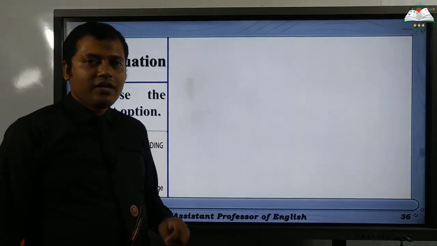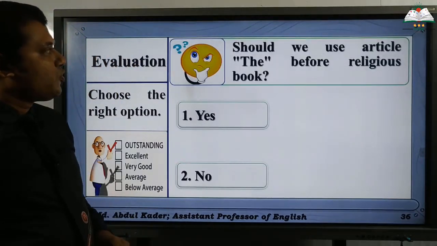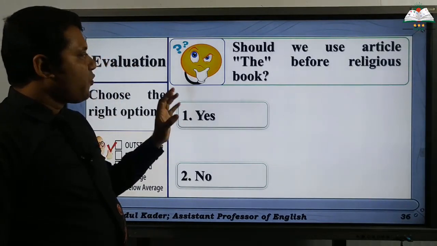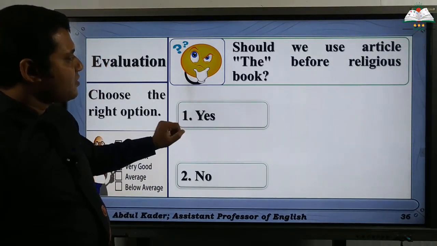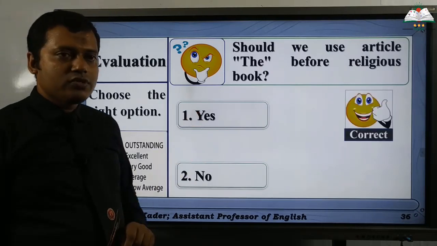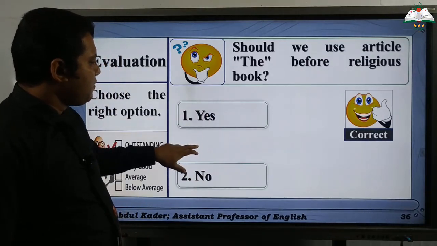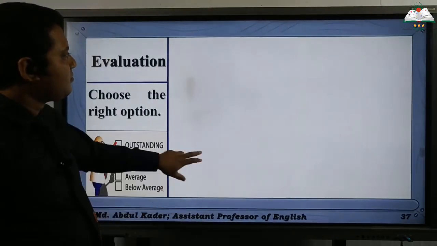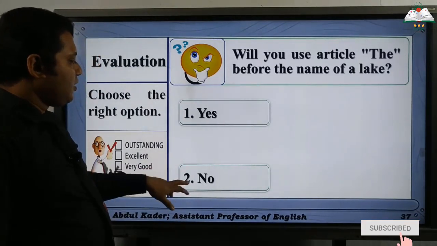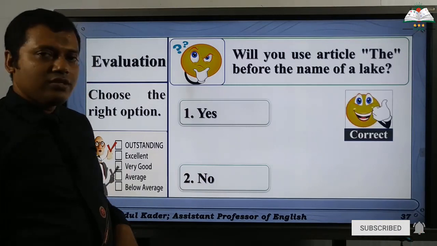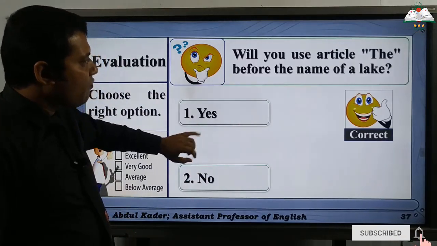Now dear student, it's time for evaluating you. Should we use the article the before a religious book? What will be the option? Yeah, I think you can give the answer. Yes, of course, we have to use the before the name of a religious book. Next question. Will you use the article the before the name of a lake? What will be the option? See here. No. You need not use any article before the name of a lake.